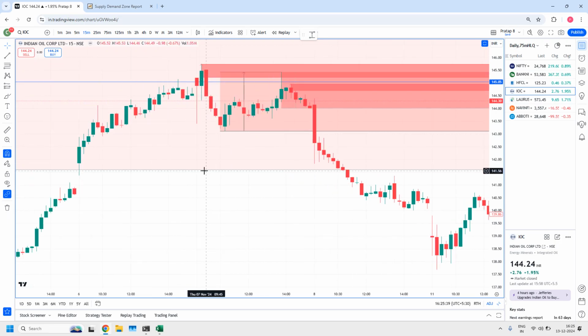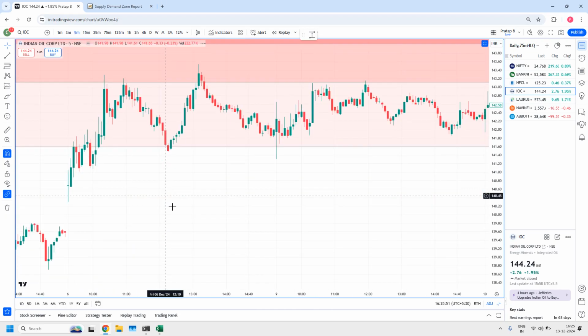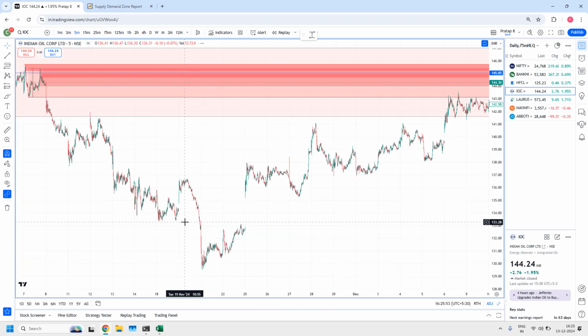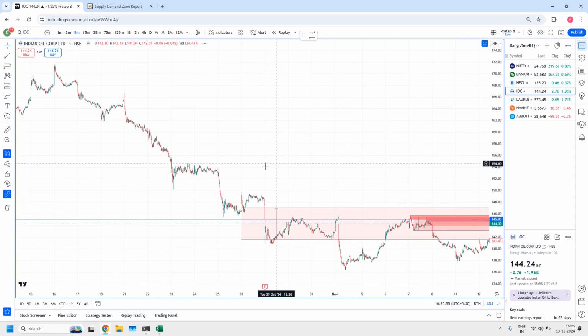See here we have a daily zone. Inside daily we have a 75 minute zone. Inside the 75 we have a 15 minute zone. Now inside the 15 minutes we need to find a 5 minute zone. So I am changing the time frame to 5 minutes. Now within the 15 minutes area we need to fine tune.